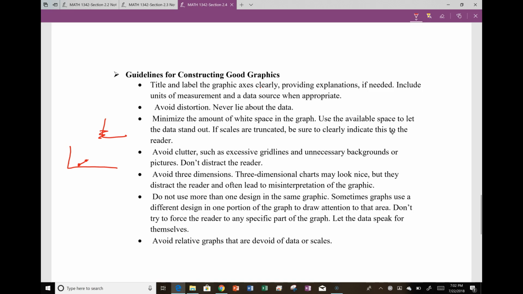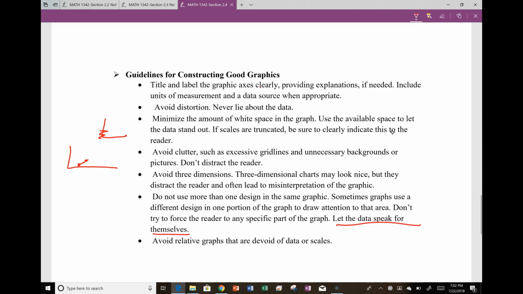Do not use more than one design in the same graphic. Sometimes graphics use a different design in one portion of the graph to draw attention to it. When we are presenting a graph, we don't want to point things out. We want to let the data speak for itself. Therefore, you just want to put the data up there and back away. Don't put one bar in one color, another bar in another color, anything of that nature. The heights of the bars are going to speak for themselves. Okay?